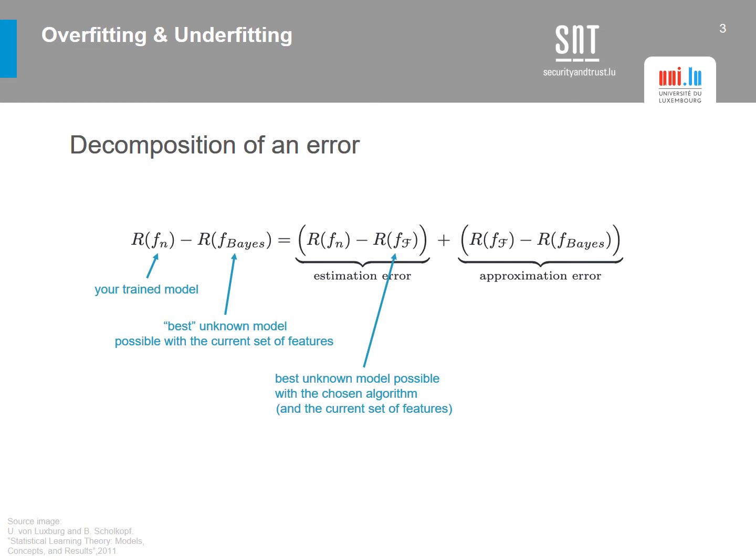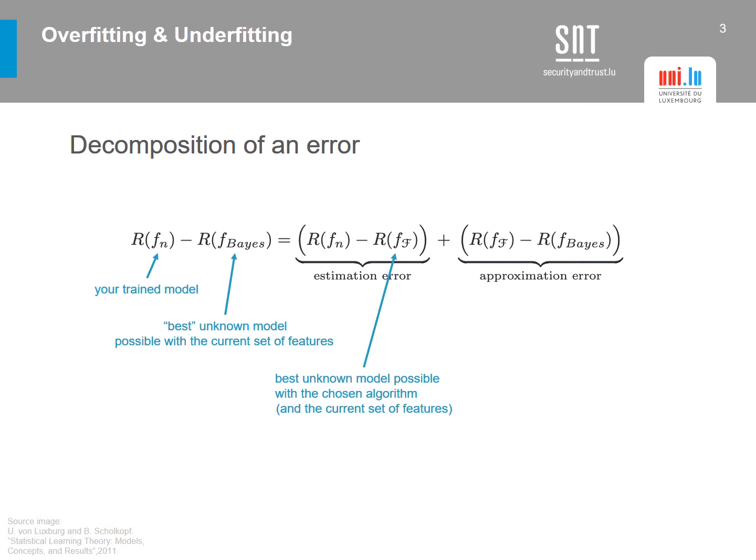So in the equation, the left side corresponds to the difference between the risk of our model and the minimum possible risk. This can be decomposed into what is shown on the right side of the equation, that is the sum of the estimation error and the approximation error. We can observe that we just included f of capital F on the right-hand side of the equation, once added and once subtracted. So overall, it remains the same.